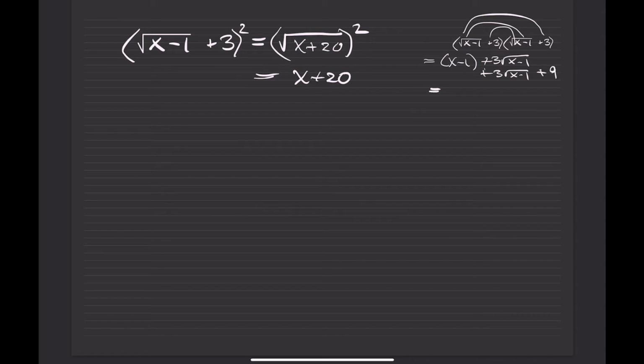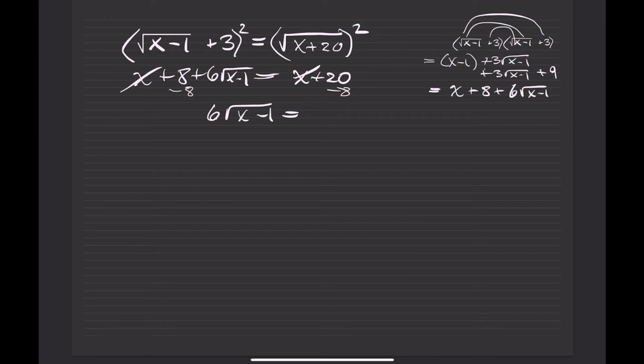So when we simplify this, it's going to give us x plus 8 plus 6 square root of x minus 1. And now we want to simplify if we can. So the x's we can subtract from both sides, those will cancel. We need to subtract 8 from both sides. So now we have 6 square root of x minus 1 is equal to 12. And this radical, again, needs to be alone, so we have to divide both sides by 6. So now we have the square root of x minus 1 is equal to 2.